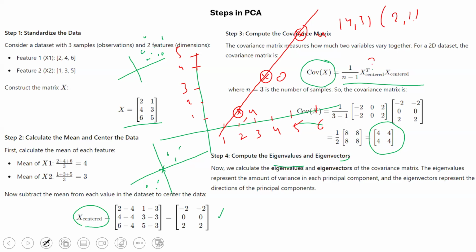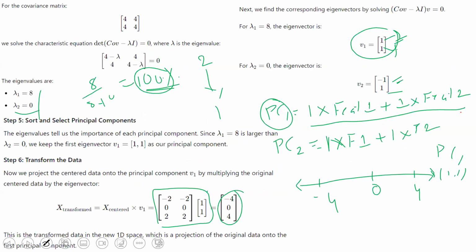x2 minus x1 whole square plus y2 minus y1 whole square, square root of this. So this becomes root 8, which is 2 root 2, right? This became 2 root 2. 6, 5, 2 root 2. In the new dimensional space, the distance between them became 4.